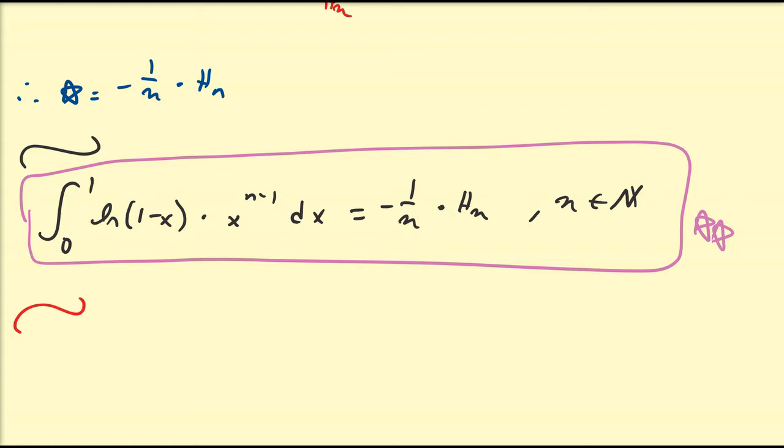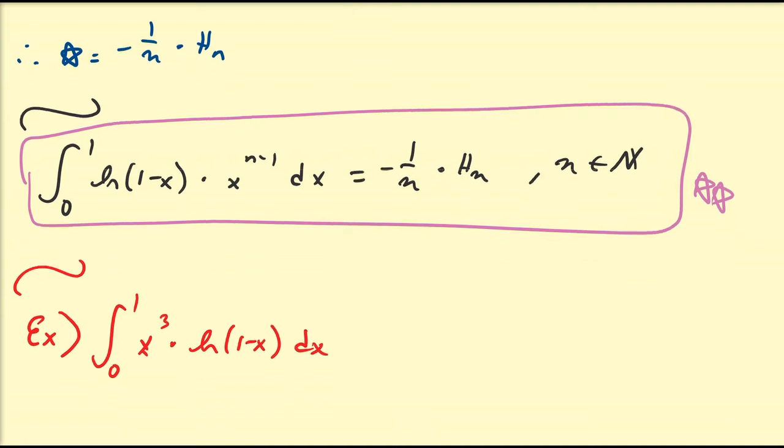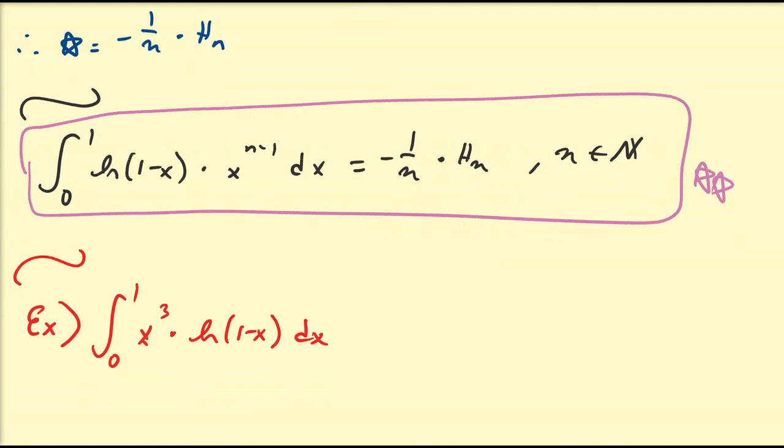But let's just use an example of how to actually use this relationship. So let's assume we want to find the integral from 0 to 1 of x cubed times the natural log of 1 minus x dx. So via this relationship, we're focusing in on n minus 1. So we know 3 is the same as 4 minus 1, so this integral relates to this identity when n is equal to 4. So if that's the case, this is going to be equal to negative 1 over 4 times the fourth harmonic number.